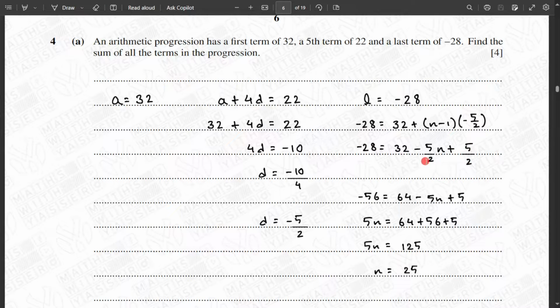Now if I cross multiply 2 with negative 28, but before doing that I must multiply 32 with 2 as well, because there is no 2 in the denominator for the number 32. So that will give us 64, and 28 times 2 is negative 56. So now we are left with negative 56 is equal to 64 minus 5n plus 5.